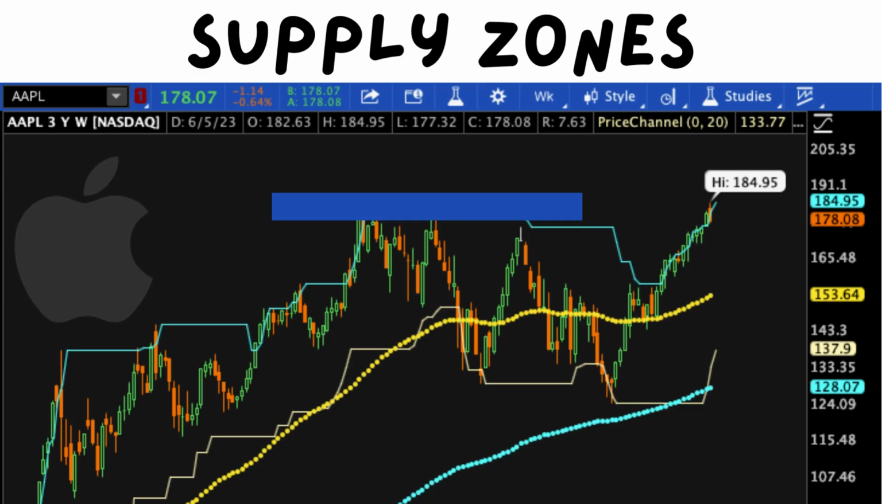To draw a supply zone, look for a price level where there has been a significant amount of selling pressure. This can be indicated by a large number of red candles or by a sharp decline in price. I like to think of it as imagining where the majority of people said, let's take some profit here, and in so doing caused a reversal in the price, as sellers now outnumber the buyers. Once you've identified a potential supply zone, draw a horizontal line across the price level or use a rectangle.